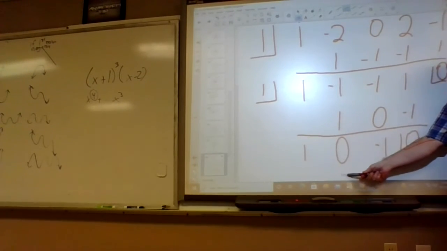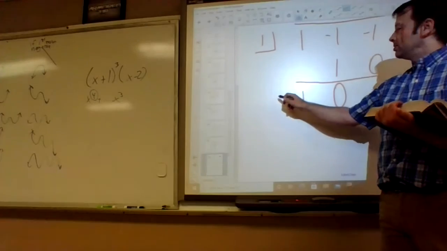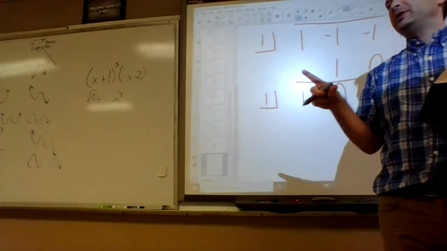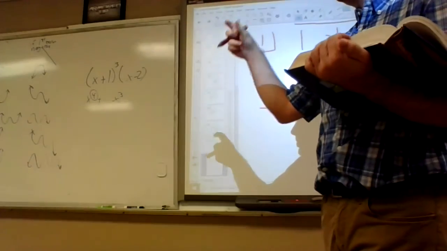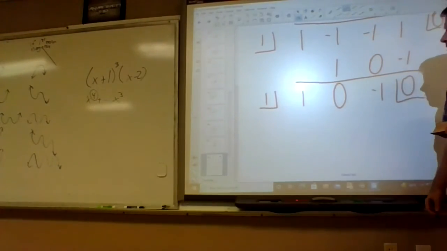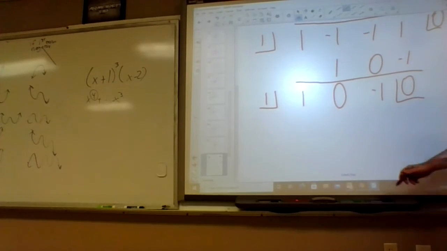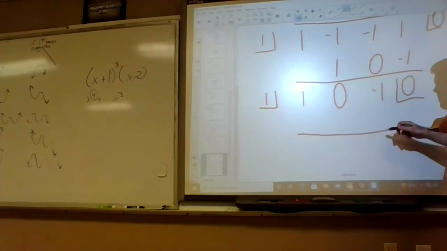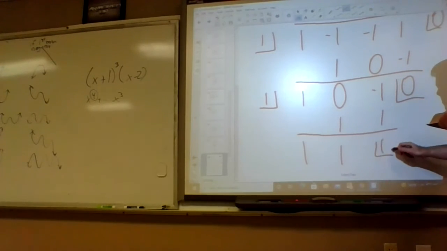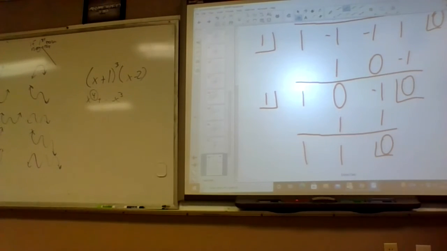Can we do it one more time? It said 1 is a triple root, which means I can divide by x minus 1 three times. It should work. This is the third time, yeah. We're trying to find the last one. The answer is 1.